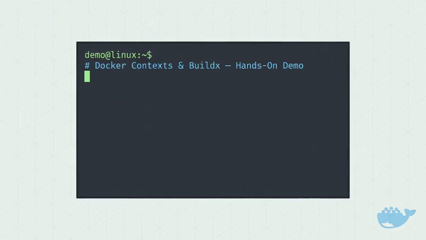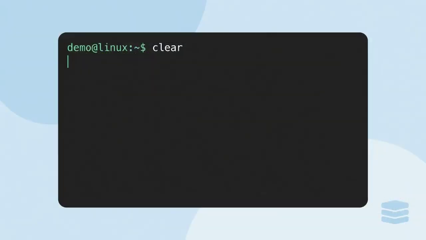In this demo, we'll create a named context, verify buildx availability, list existing builders, create a new builder, and inspect it. We start by clearing the terminal to get a clean workspace. This isn't required, but it makes it easier to read each command's output as we step through the demo.